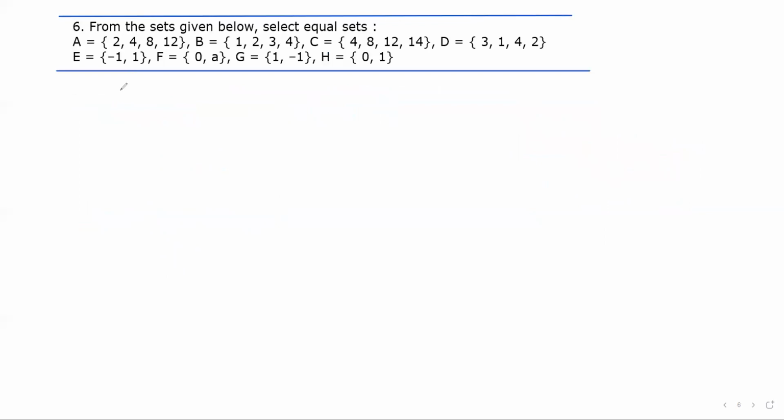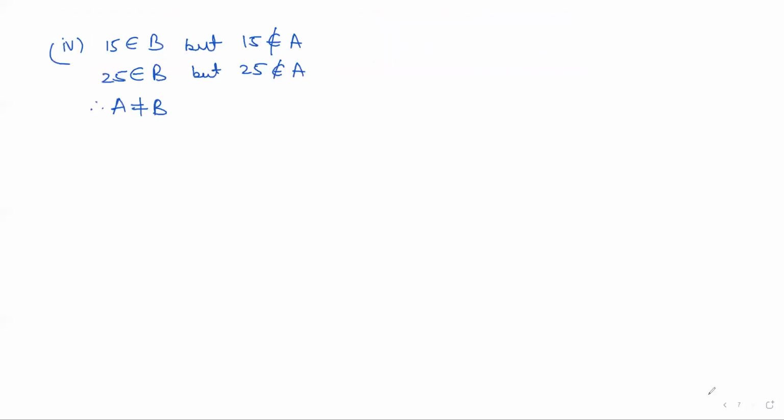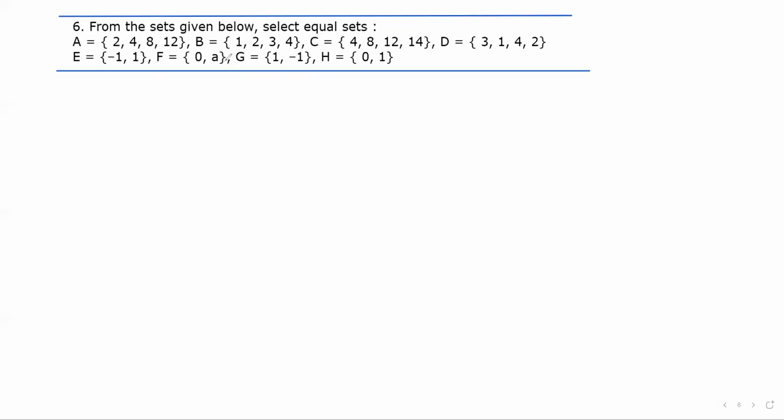Last question. From the sets given below, select the equal sets. First, all the sets are given to you, and you have to find the equal sets. That means you have to compare and see which sets are equal. This can be done by observation. All the sets are given in roster form, so all you have to do is compare the elements of the sets.